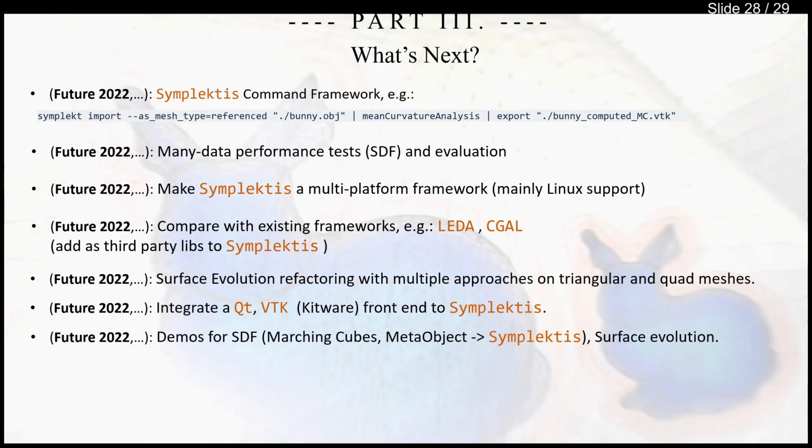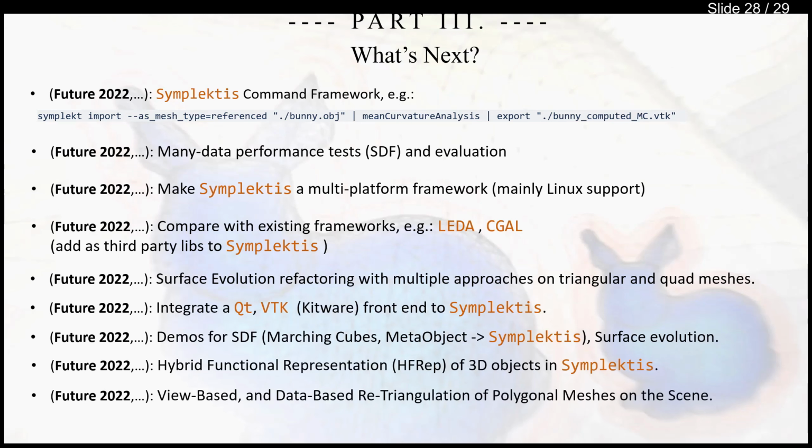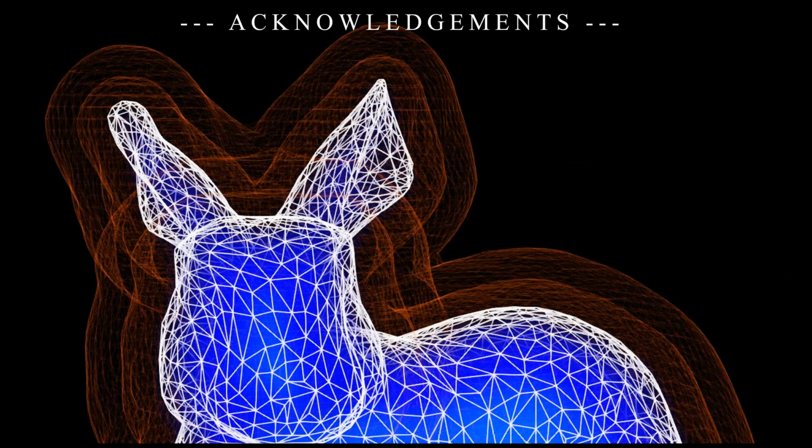At this point, it will be time to move on to some new topics introduced to me by my PhD supervisor. For example, the hybrid functional representation, or HFREP, of 3D objects, and view-based and data-based retriangulation of polygonal meshes on the scene.